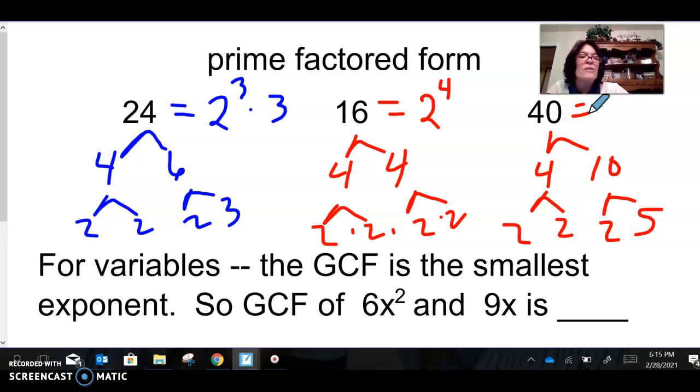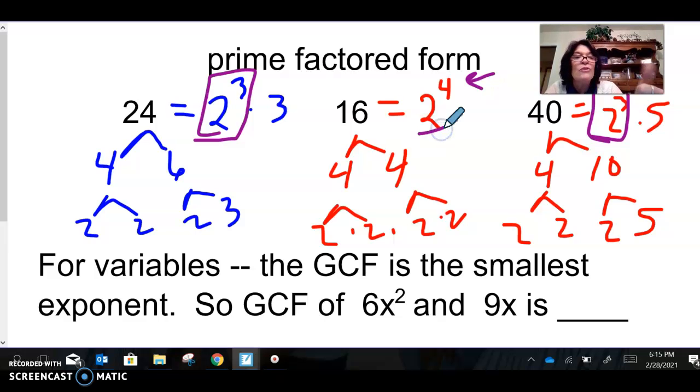40 is 2 to the 3rd times 5. So the greatest common factor, what we look at now, is what they have in common. They all have a 2 to the 3rd. This one has a 2 to the 3rd in there. It's the smallest, 2 to the 3rd, and it has an extra one, but okay. So 2 to the third, 2 times 2 times 2, is 8. That's another way to find the greatest common factor.